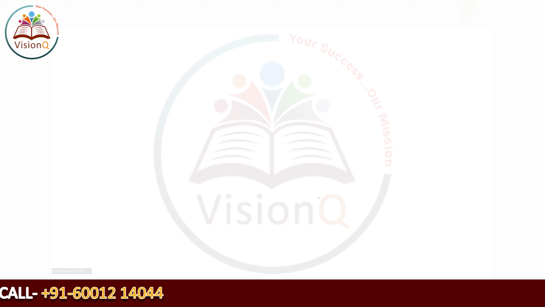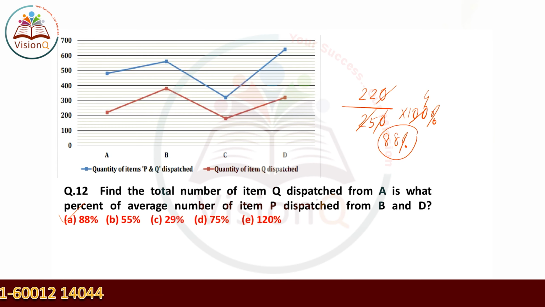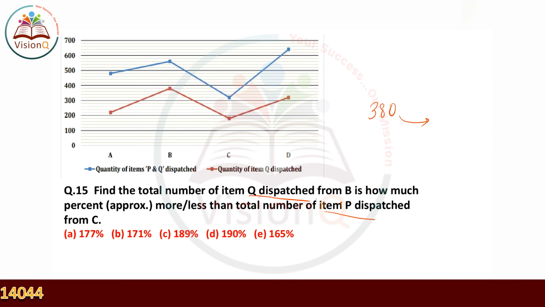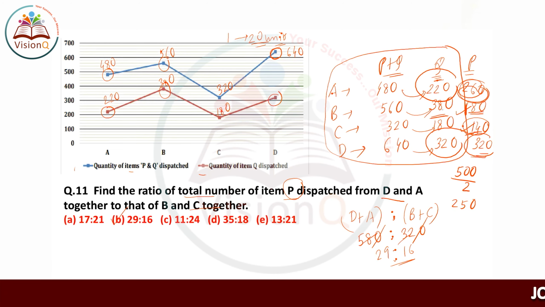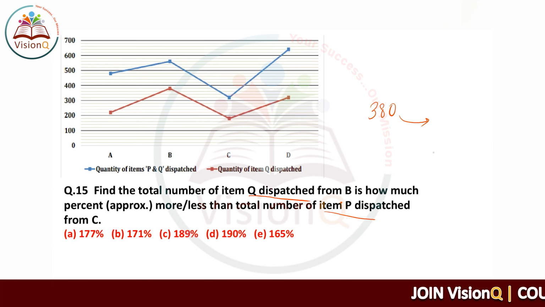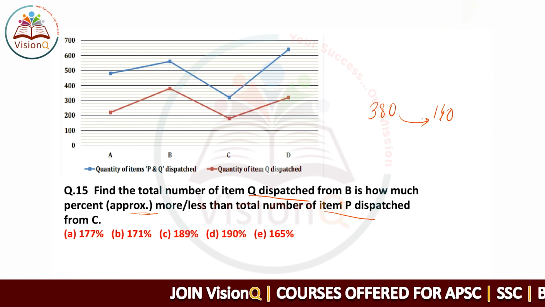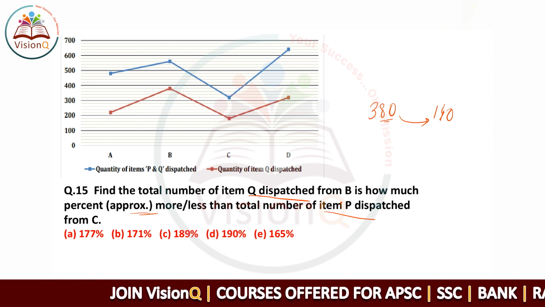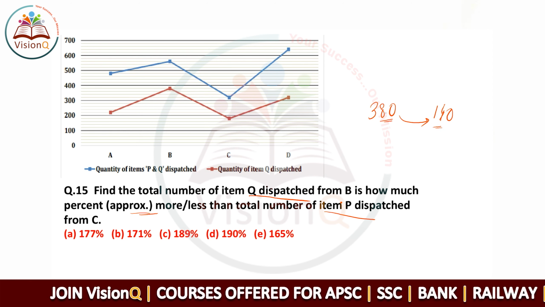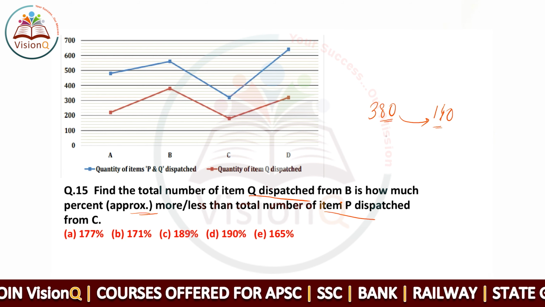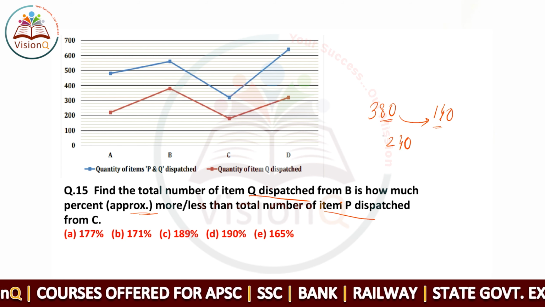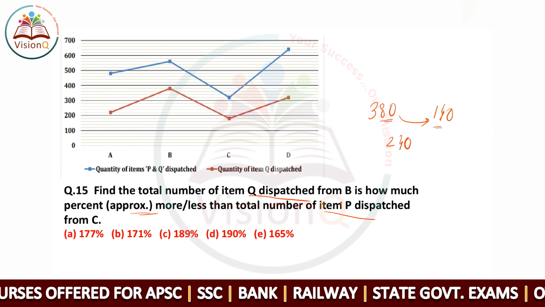So let me check the value. Total number of item P dispatched from C is 140. So 380 is what percentage more than 140? It is asked to find approximately. To find what percent more, first find how much more. So 380 is how much more than 140? If I subtract these two numbers, I get 240. So 380 is how much percent more than 140?